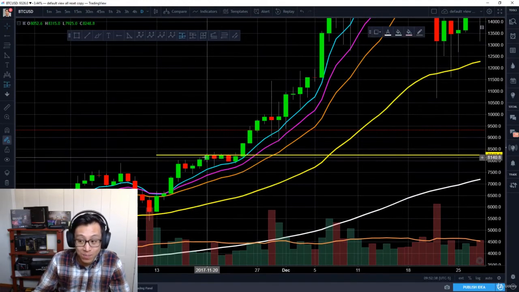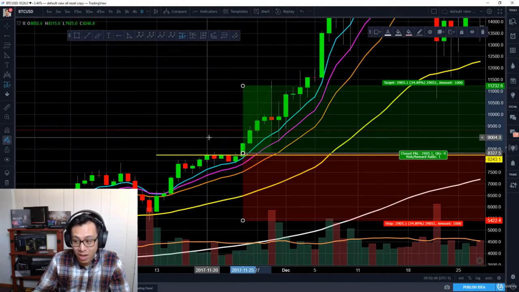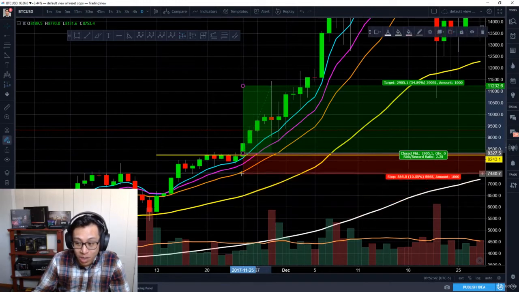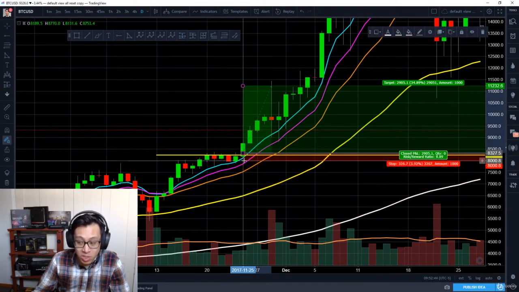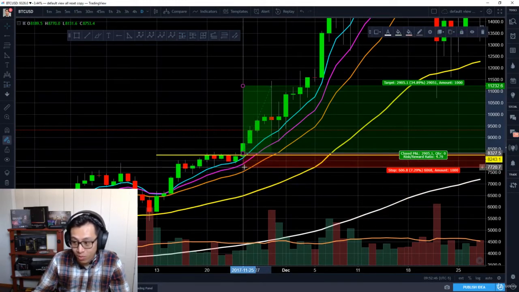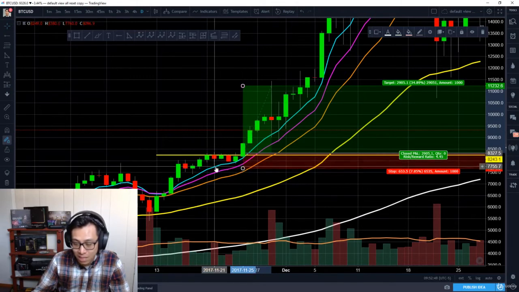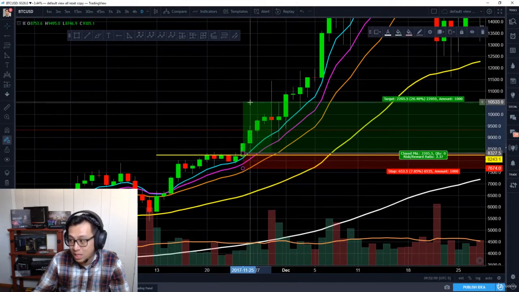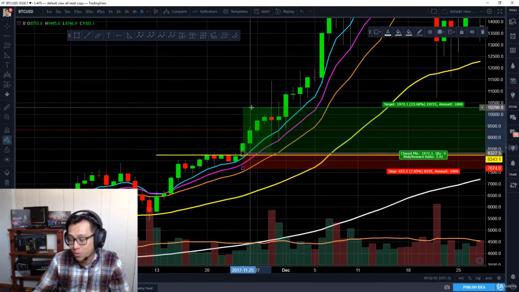As soon as it breaks this high, enter a trade, set your stop loss below the resistance, which now becomes a support, right? Just slightly below probably the last few candles. Go for at least a 3-to-1 risk to reward ratio.